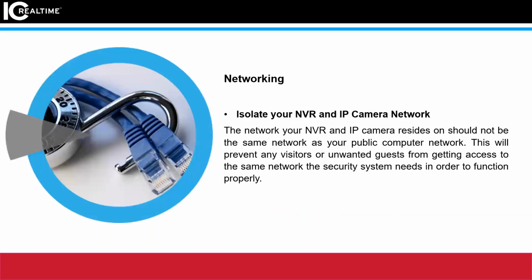Now, when it comes to networking, one of the main things you want to do is isolate your NVR and IP camera network. There's tons of ways to do that. You can use a VLAN. You can put that on its own isolated local area network, which a VLAN would do. With VLANs, you can create a virtual LAN. You can have all of your IP addresses available to you. And then you can set permissions on who can access that virtual local area network.